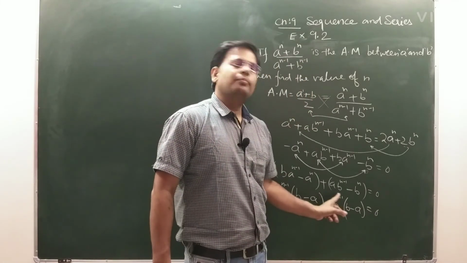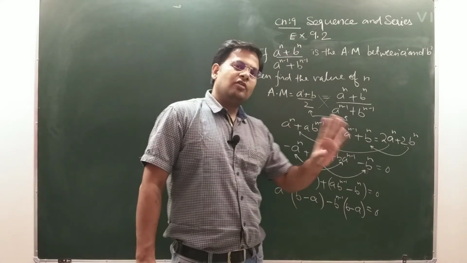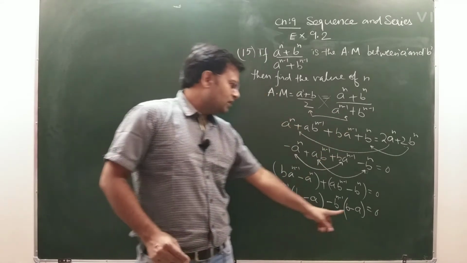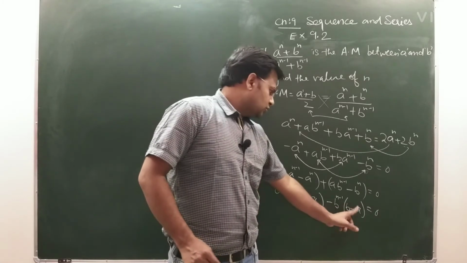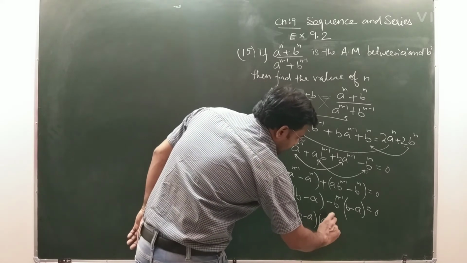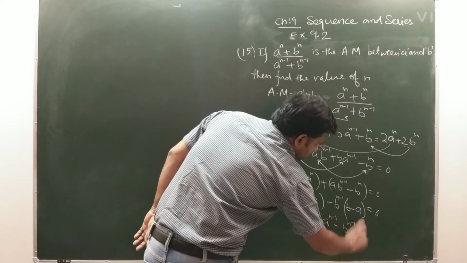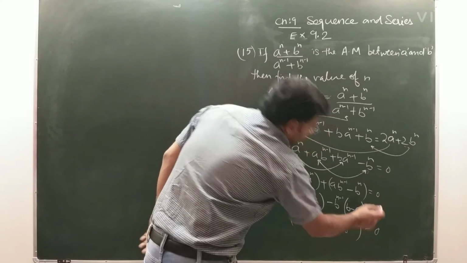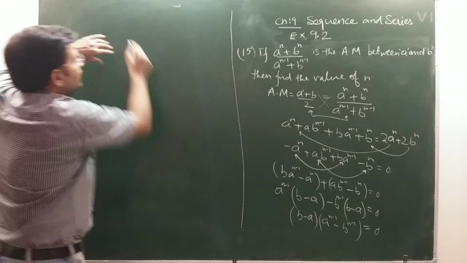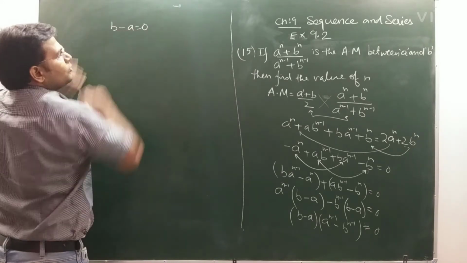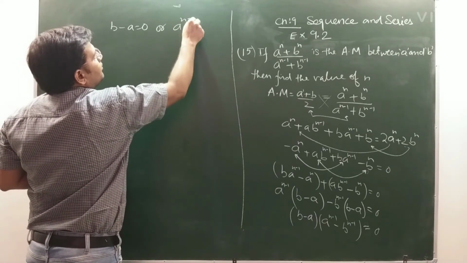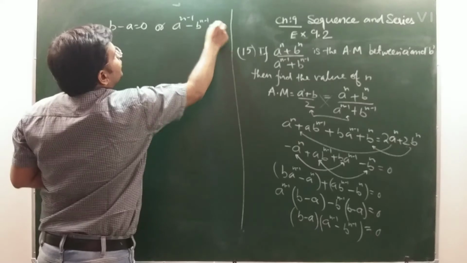If you take minus common, then the signs of the terms inside the bracket will change. I have done it because I wanted the common factor. So now I have got the common factor. So this is b minus a, and this you can write as a^(n-1) minus b^(n-1), equal to 0. Now you see that either b minus a will be equal to 0 or a^(n-1) minus b^(n-1) will be equal to 0.